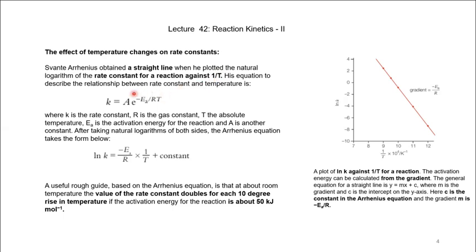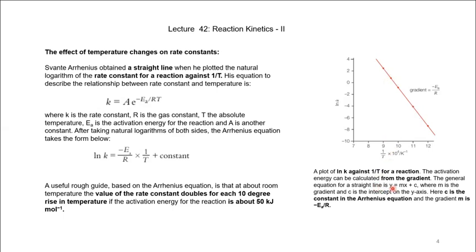And the relationship is that the rate constant is k = A e to the power minus EA upon RT, where A is a constant, EA is the activation energy, R is the gas constant, and T is the absolute temperature. So this equation could be rearranged by taking the natural logarithm of both sides, and then we get ln k is equal to minus EA by R into 1 upon T plus a constant. And here the graph shows that he got a straight line like this.